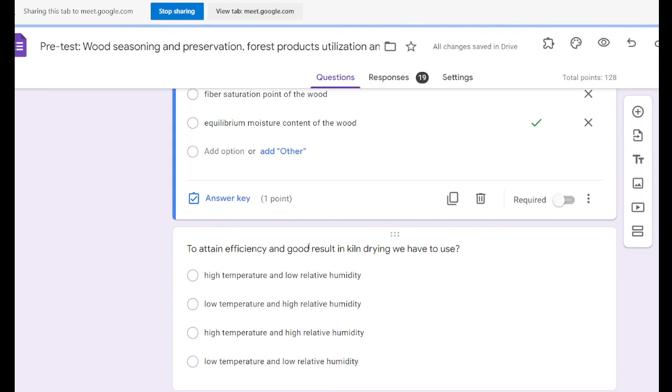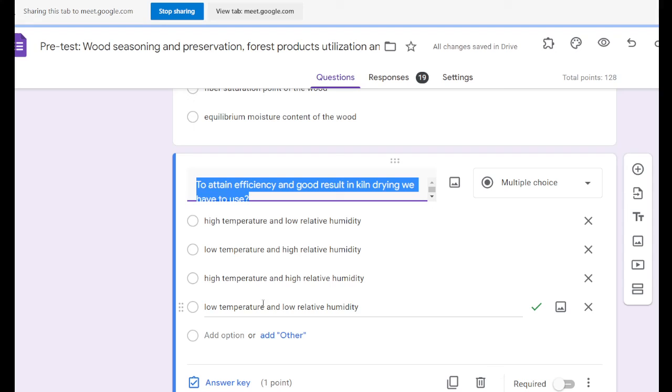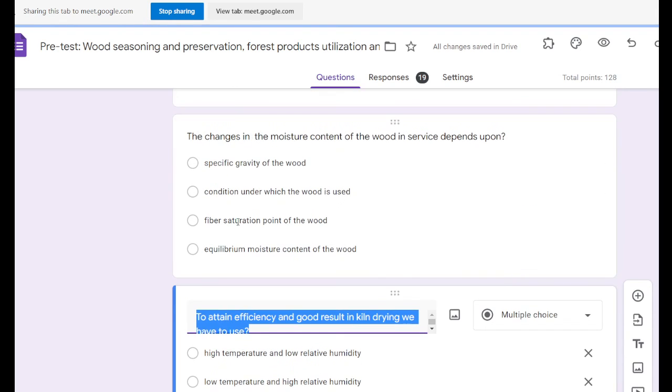To attain efficiency and good results in kiln drying, we have to use high temperature and low relative humidity. The answer for this question is low temperature and low relative humidity. When drying wood using a kiln dryer, the temperature should not be too high. If it is too hot, seasoning defects such as cracking, checks, or warping will develop. So the temperature should be low, and at the same time the relative humidity should be low. If the relative humidity is high, the wood will not dry and keeps absorbing moisture. We should reduce the relative humidity. So, that's it. That's the last question.